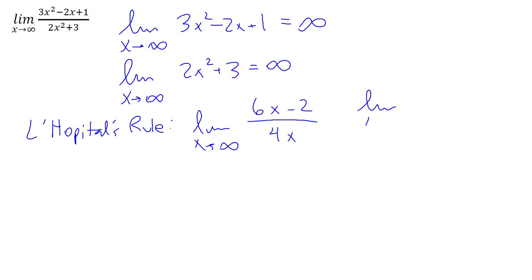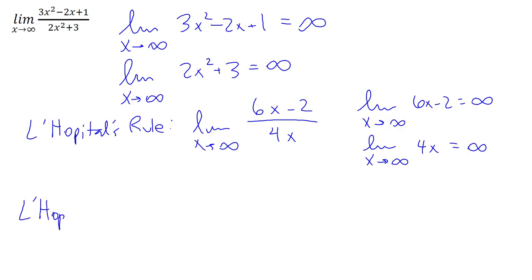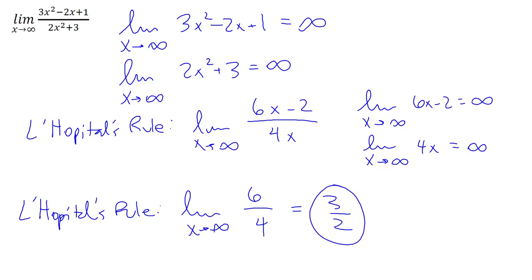Of course, because the limit as x approaches infinity of 6x minus 2 is still infinity, and the limit as x approaches infinity of 4x is still infinity, we can use L'Hopital's rule again to make this the limit as x approaches infinity of the derivative of 6x minus 2, which is 6, over the derivative of 4x, which is just 4. And reducing that, of course, is just going to give us 3 over 2.